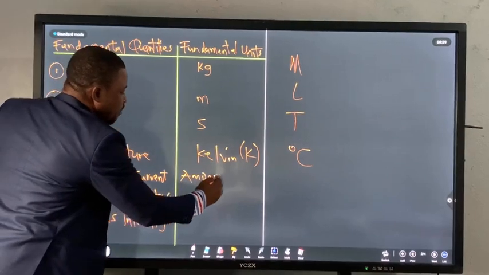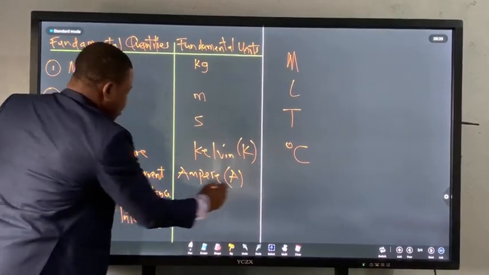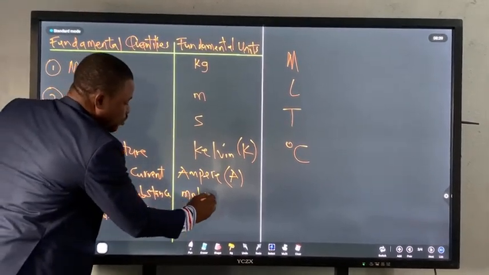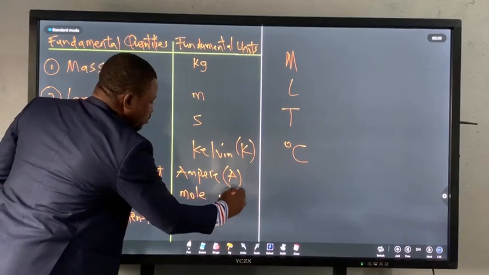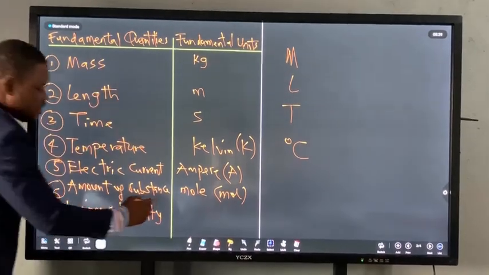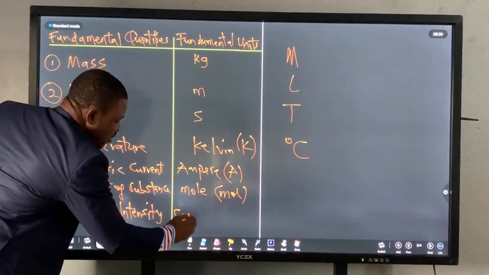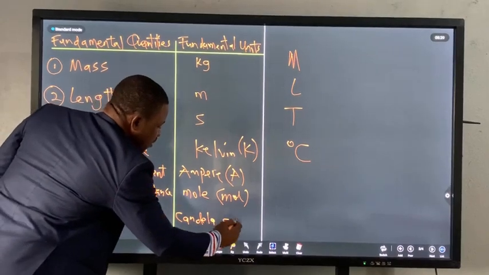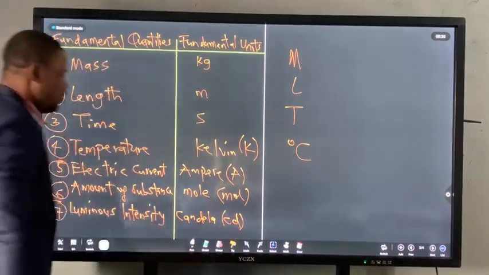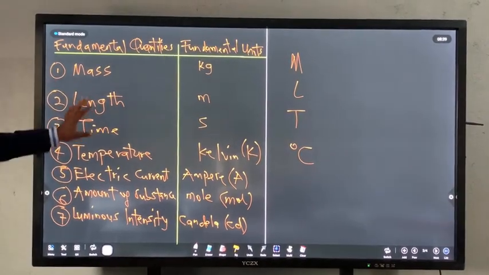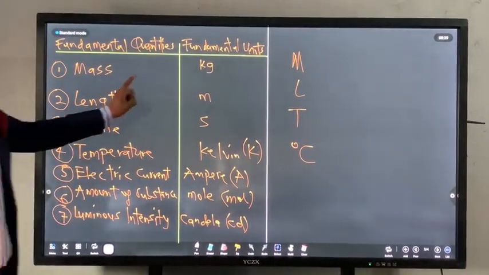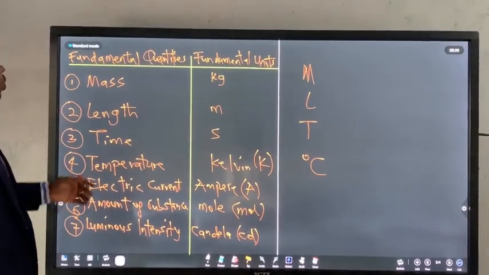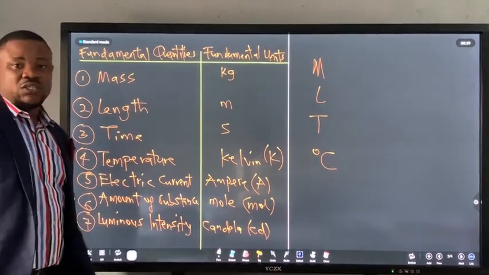The unit for electric current is ampere. The unit for amount of substance is the mole. And then the unit for luminous intensity is candela. I could write that what now? C. All these are what now? Fundamental quantities and their units. Very important that you take note of this. Alright? So I'm going to go to what now? So derived quantities. Okay?